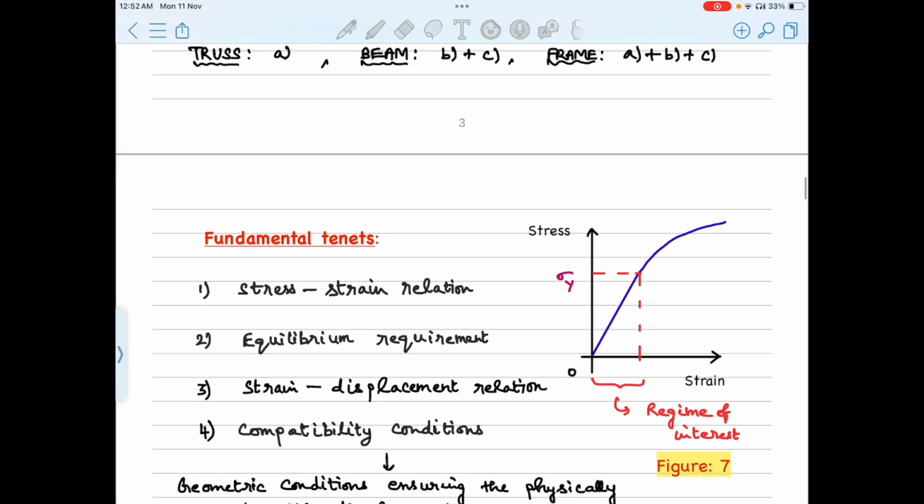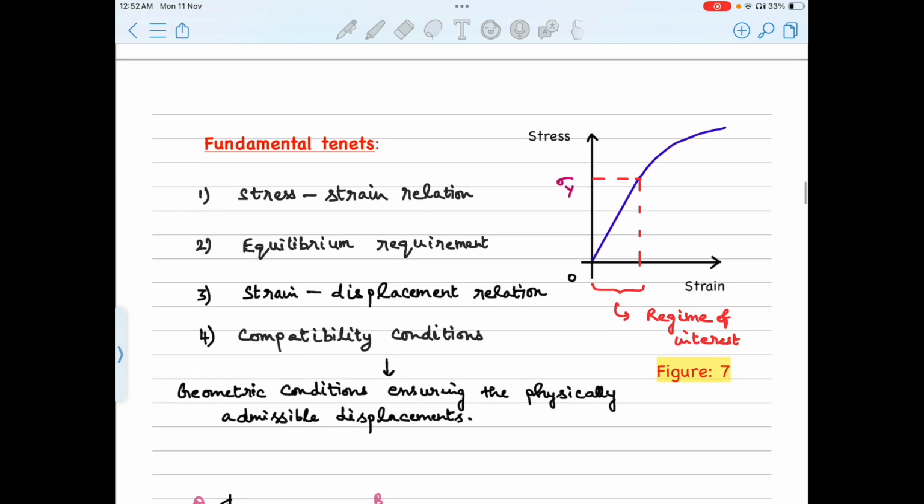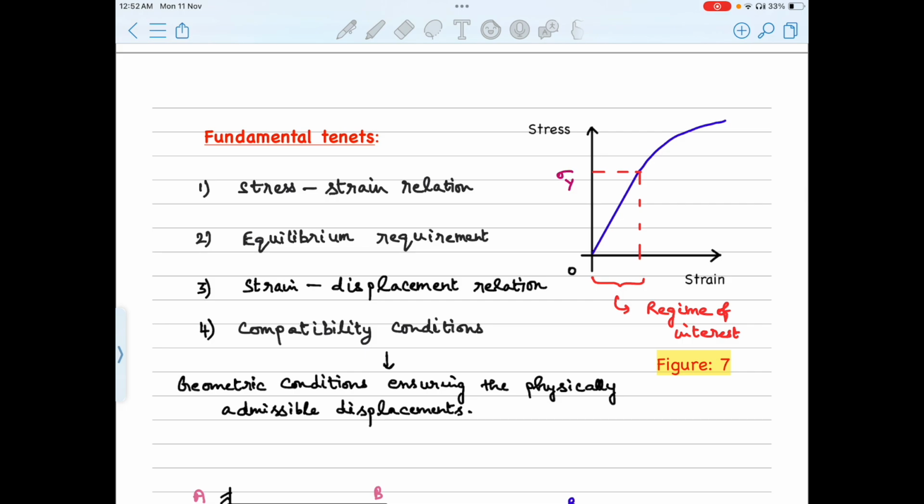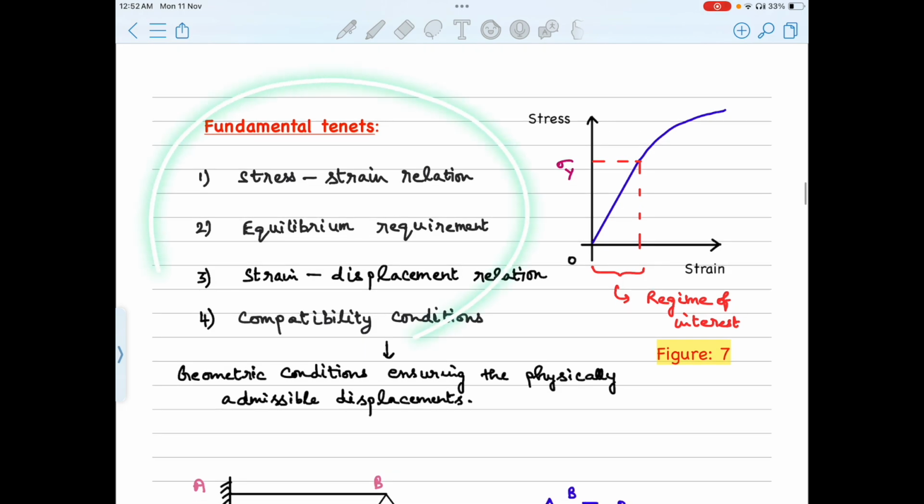At this juncture, we got to install in our minds the basic ingredients of structure analysis. These four concepts are the fundamental ones. First is the stress strain relation. Everyone will be familiar with this. I just want to convey that we consider loads that would not cause the stress anywhere in the structure to go beyond the yield point. That is, we operate within the linear elastic range wherein Hooke's law holds.